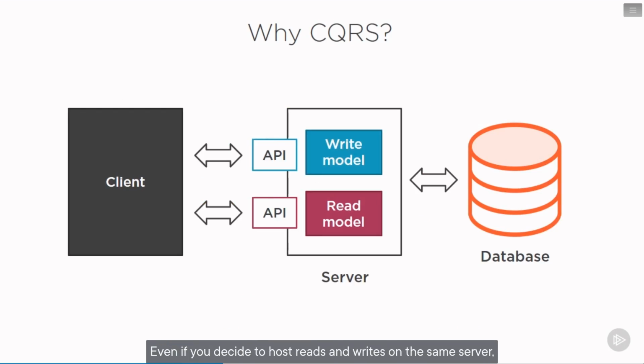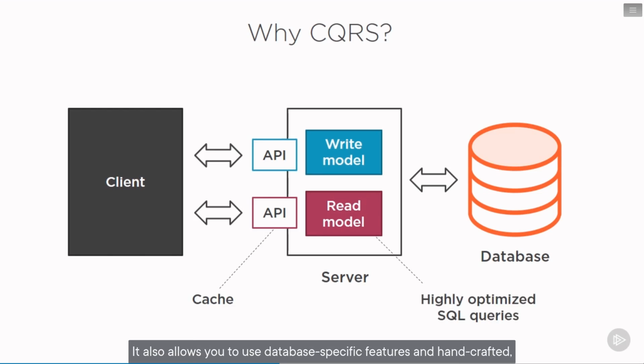Even if you decide to host reads and writes on the same server, you can still apply optimization techniques that wouldn't be possible with a single unified model. For example, just having a separate set of APIs for queries allows you to set up a cache for that specific part of the application. It also allows you to use database-specific features and handcrafted, highly sophisticated SQL for reading data from the database without looking back at the command side of the application, where you probably use some kind of ORM.